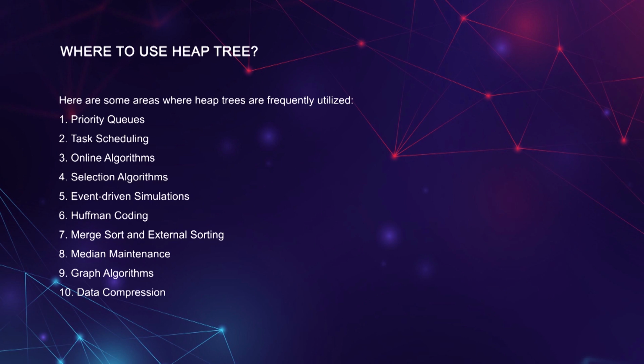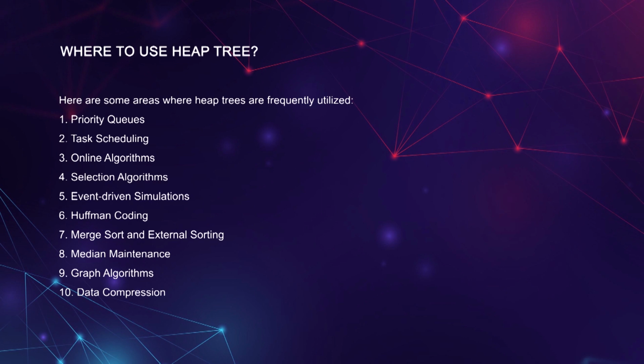In task scheduling algorithms, heap trees can be employed to efficiently manage a queue of tasks or processes with different priorities. Real-time operating systems often use this heap-based scheduling to ensure that the tasks with higher priority are executed first. The next area is online algorithms. When we are dealing with data streaming or dynamic data sets, heap trees can be used to maintain the top k largest or smallest elements efficiently without storing the entire data set in memory.